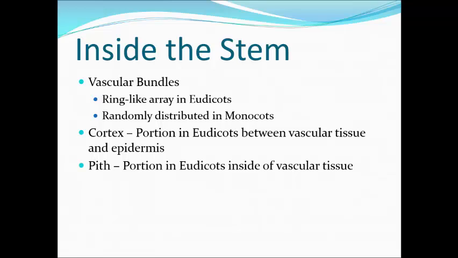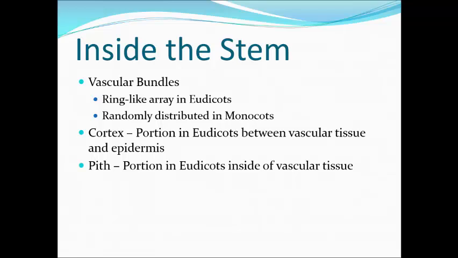Inside the stem, you have vascular bundles, which are ring-like arrays of tissue, and the way they are distributed differs in monocots and dicots. Basically, it's where you keep the xylem and phloem. So inside the stem of a dicot, it's in a ring. Inside of the monocots, it's just scattered wherever inside of it.